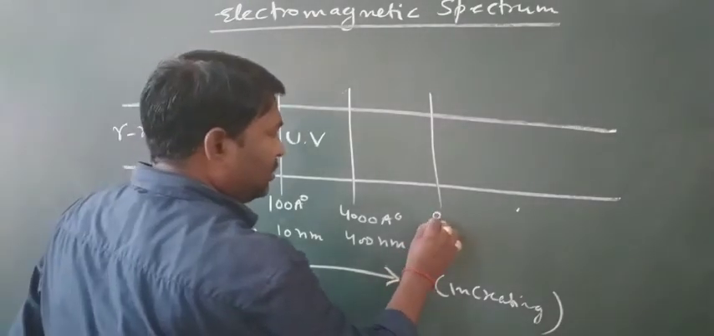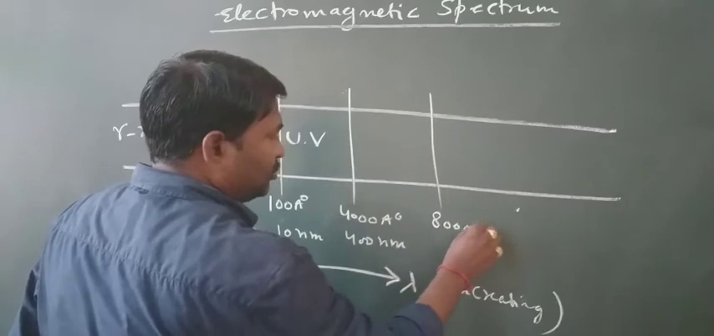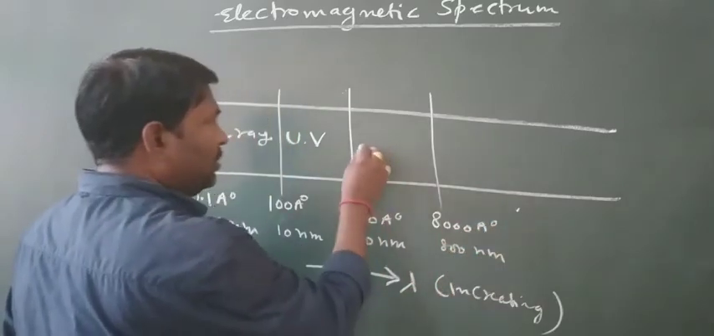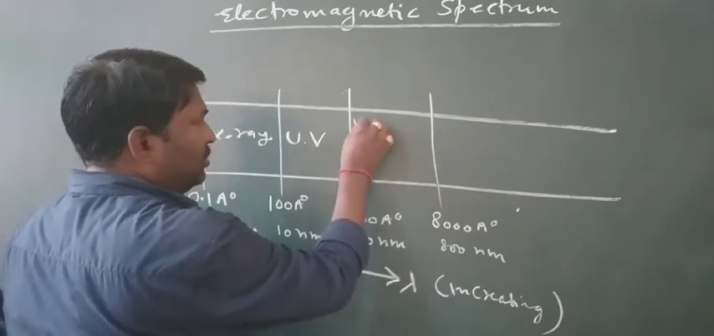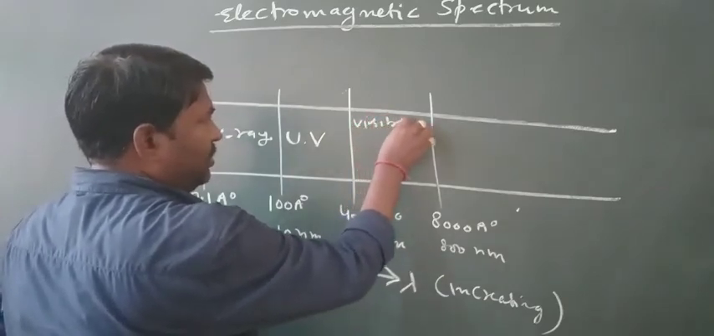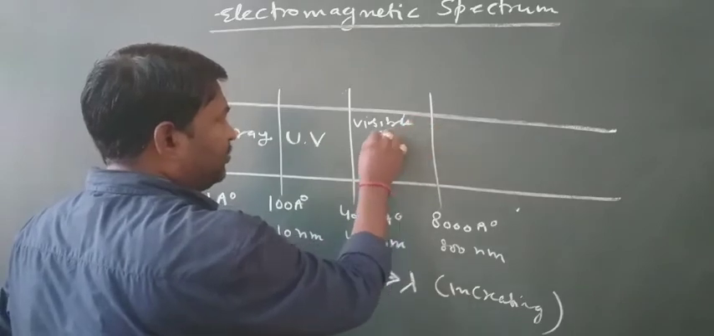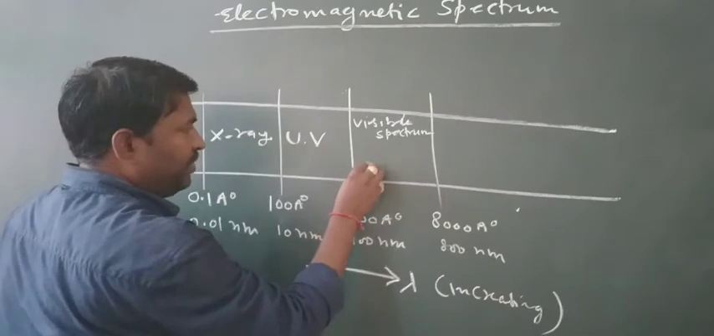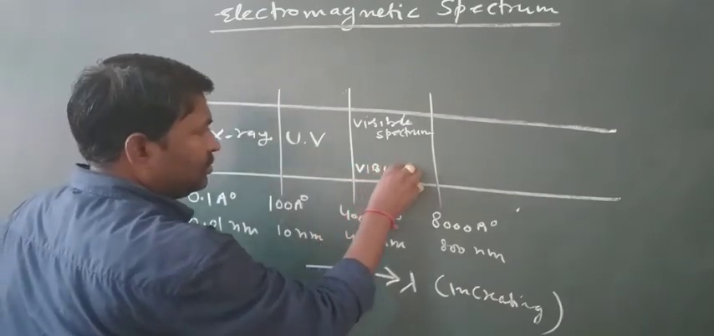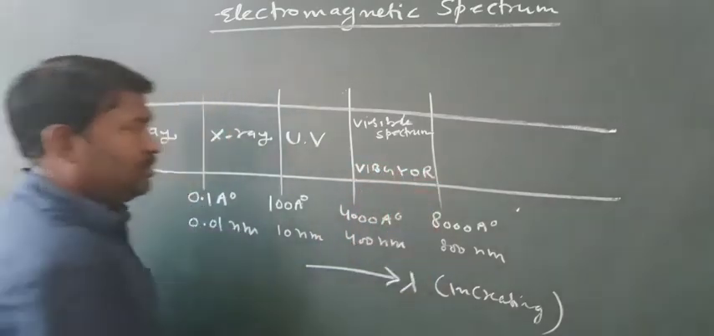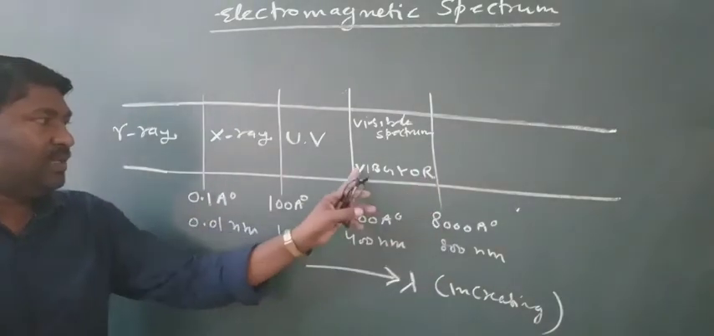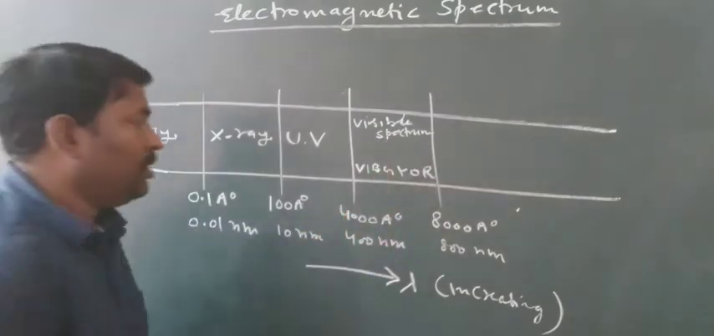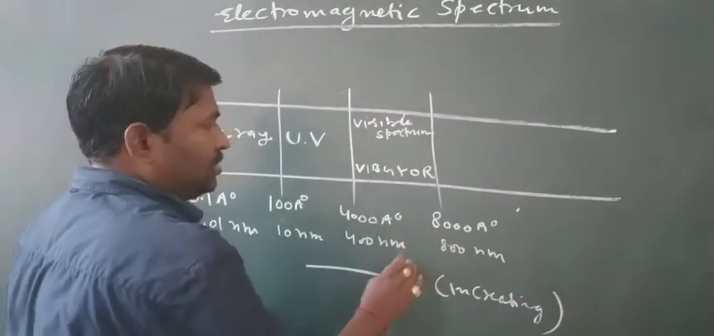Now, till 8000 angstrom or 800 nanometer, it is the visible spectrum. See, red has the most wavelength and violet has the minimum wavelength of the visible spectrum. So, 4000 to 8000 angstrom.